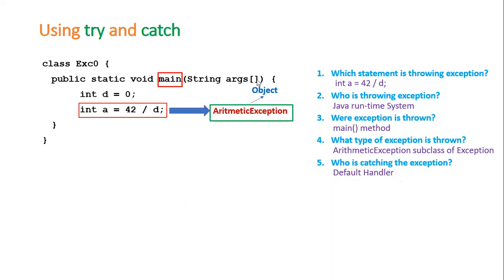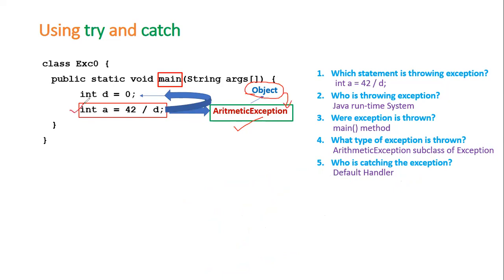So the animation shows that. Let me show this animation. This statement, int equals 4 divided by 3, is trying to throw an arithmetic exception. This arithmetic exception is nothing but an object, an object which is representing this exception, that is arithmetic exception.